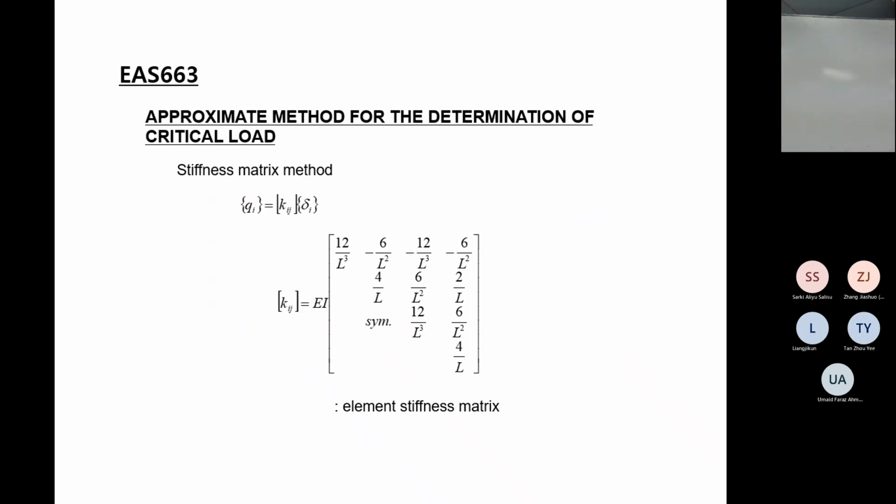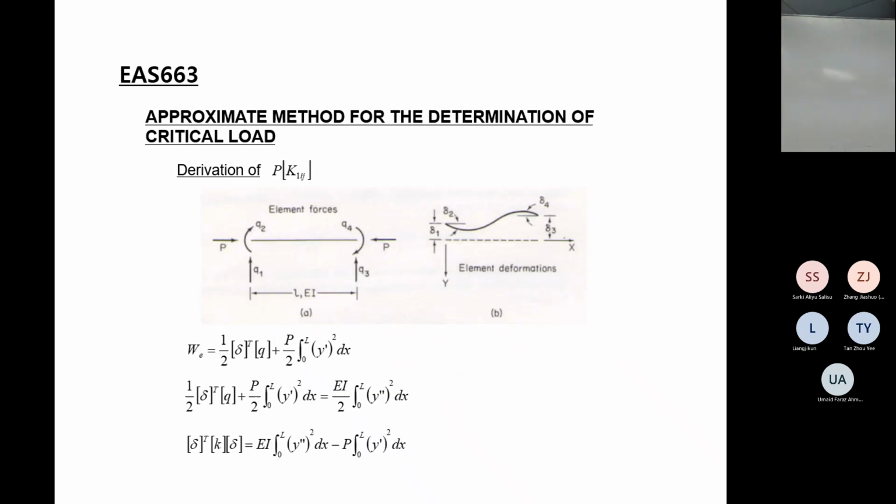Now the next is to get this second one. This is the P matrix, K subscript 1ij, which is the one that we would like to look at. The basic idea here is based on this diagram. We get the element stiffness matrix, then after that, by going through some standard procedures, you can get the structure stiffness matrix. So when we work with the stiffness method, we always start with the element stiffness equation.